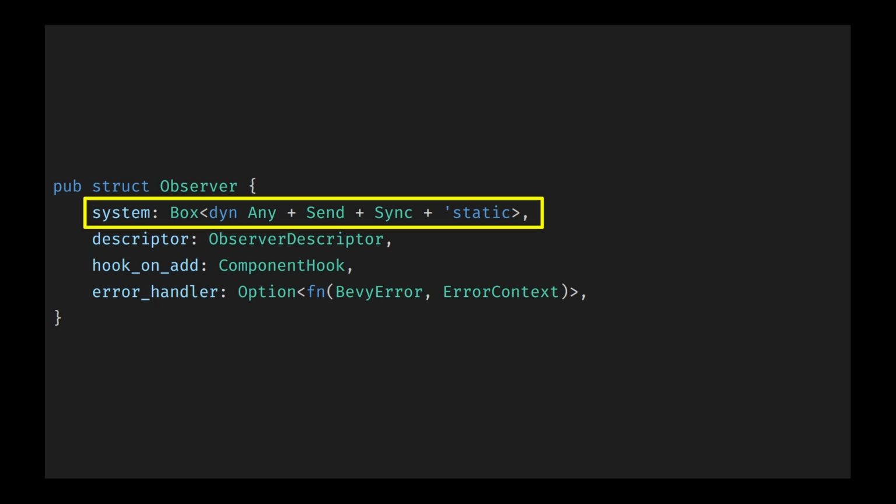So first up is the system that the observer runs. This system is type erased. This means that Bevy strips away the type information and stores it in a form that can be handled dynamically, and the compiler will have to compile it in a special way. Because of this, Bevy has to do some extra work behind the scenes to make sure that the system only executes with the correct data provided to it.